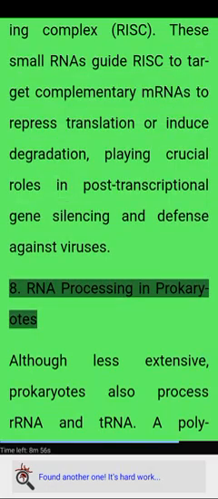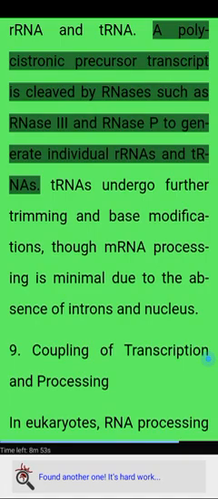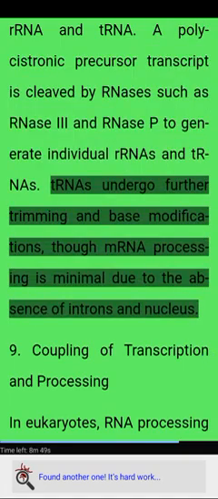8. RNA processing in prokaryotes. Although less extensive, prokaryotes also process rRNA and tRNA. A polycistronic precursor transcript is cleaved by RNases such as RNase III and RNase P to generate individual rRNAs and tRNAs. tRNAs undergo further trimming and base modifications, though mRNA processing is minimal due to the absence of introns and a nucleus.